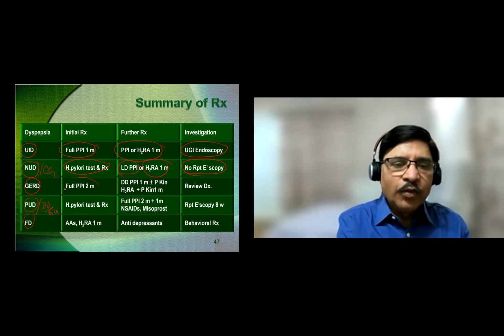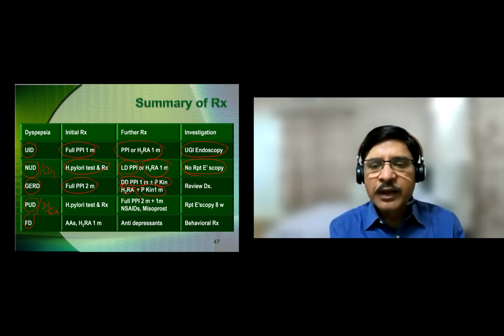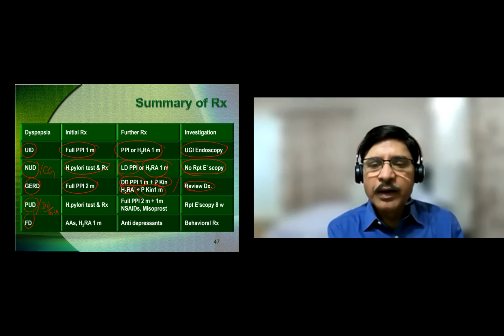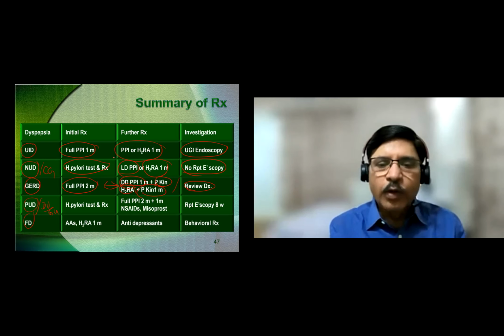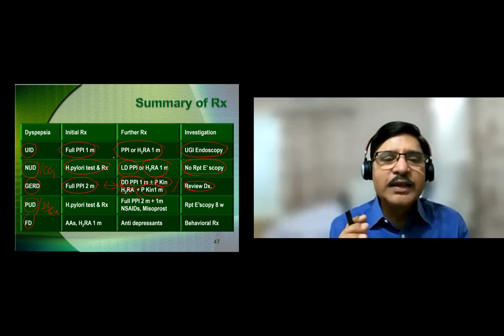GERD: full dose PPI for 2 months, double dose PPI for 1 month, prokinetics may be given, or H2RA plus prokinetics. If not responding at the end of such vigorous treatment, review. Then what happened? Only prokinetics have a role, only here, nowhere else. You can see, prokinetics have a role only in GERD.